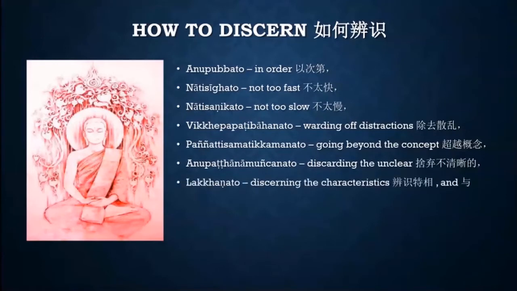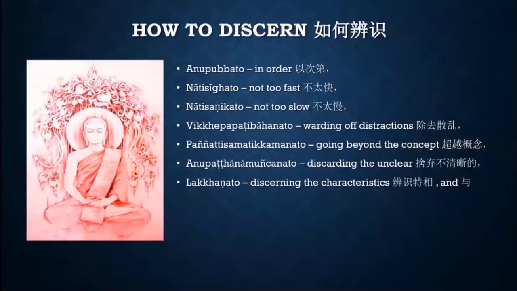Then again, Lakkhanato, discerning the characteristics. That means we have to discern only characteristics. We don't need to think about many other things. For example, sometimes we may talk about the hardness of bone, the hardness of teeth, not like this. Purely characteristics. This is called Lakkhanato. We must try to know all these things one after another. This is the very beginning of the 4 elements.